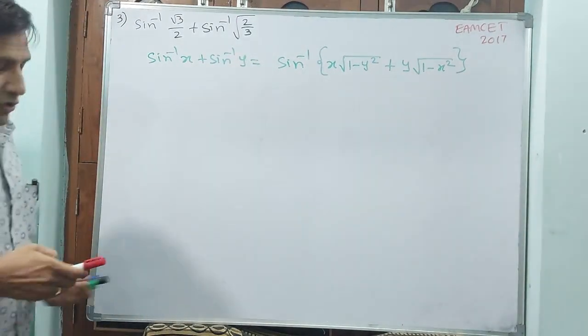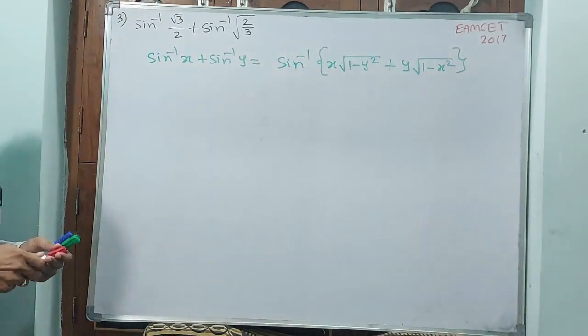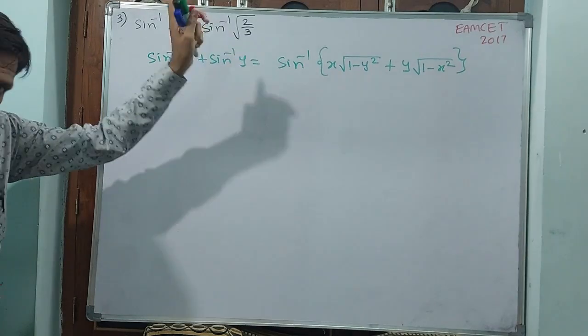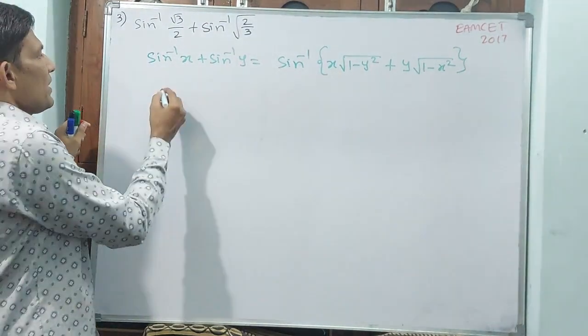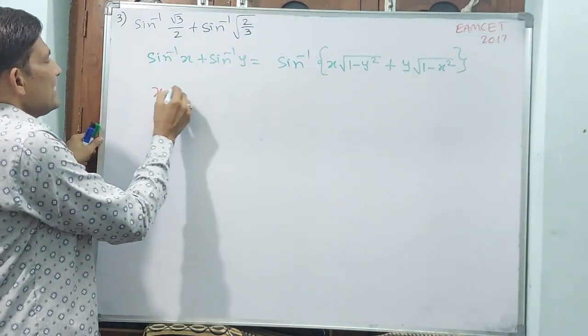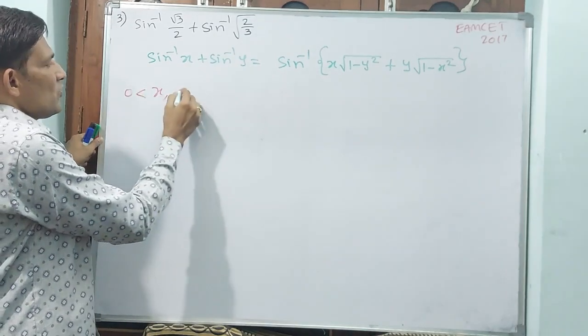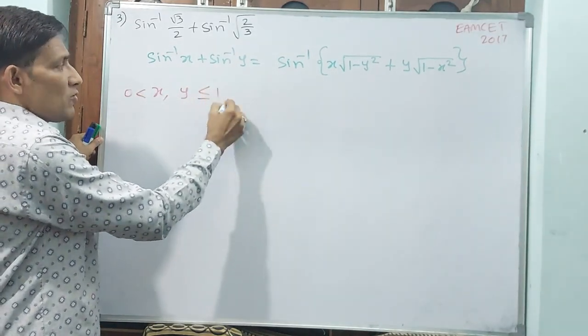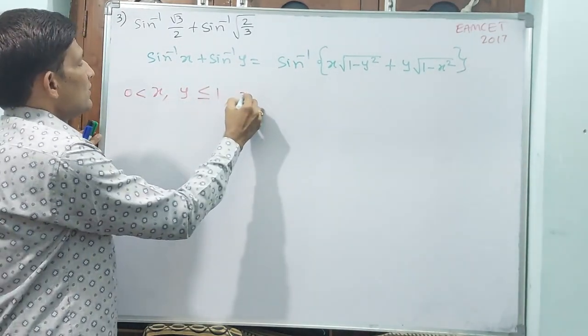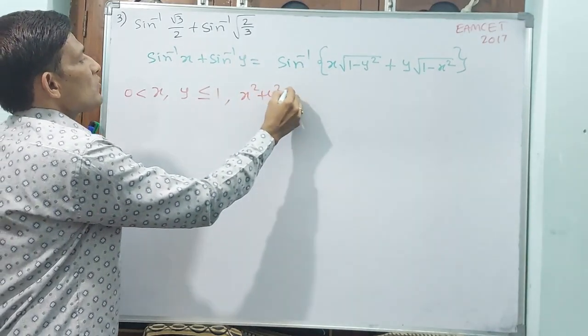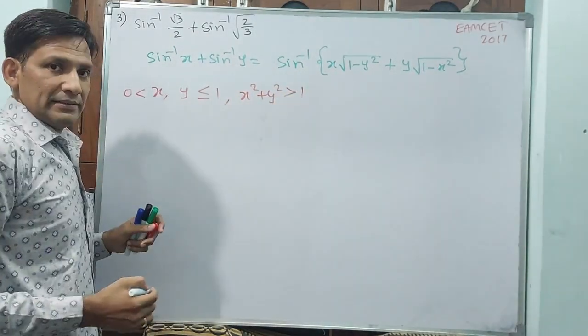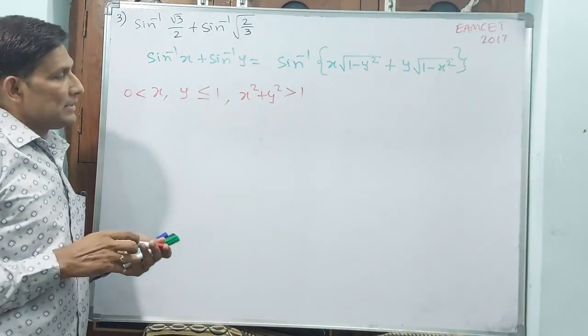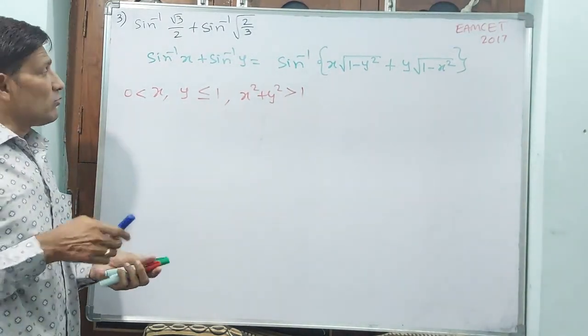Okay. This is the formula, but one logic is there here. Directly you cannot take this, even though you take it, but you see, if at all x is greater than 0, but y is less than or equal to 1, and also x square plus y square is greater than 1.